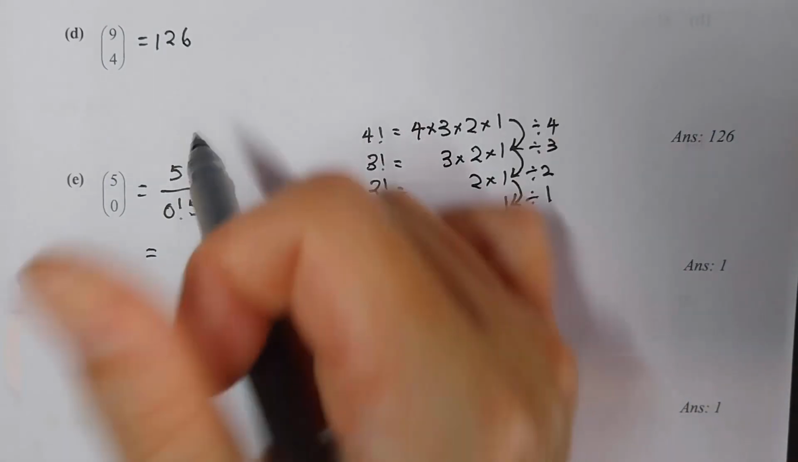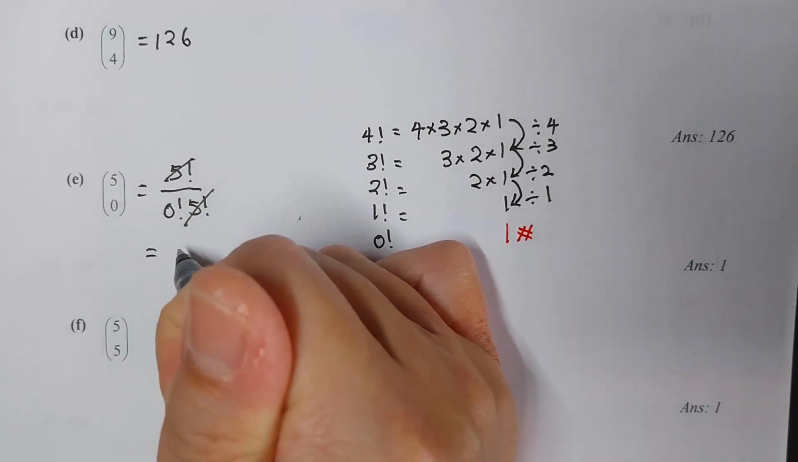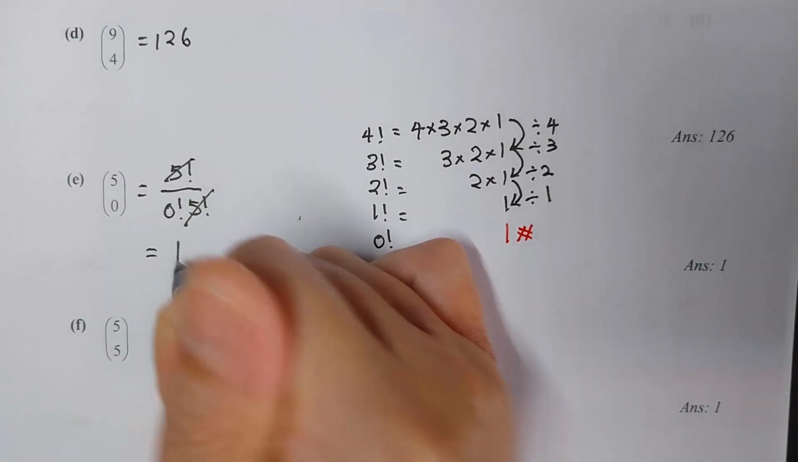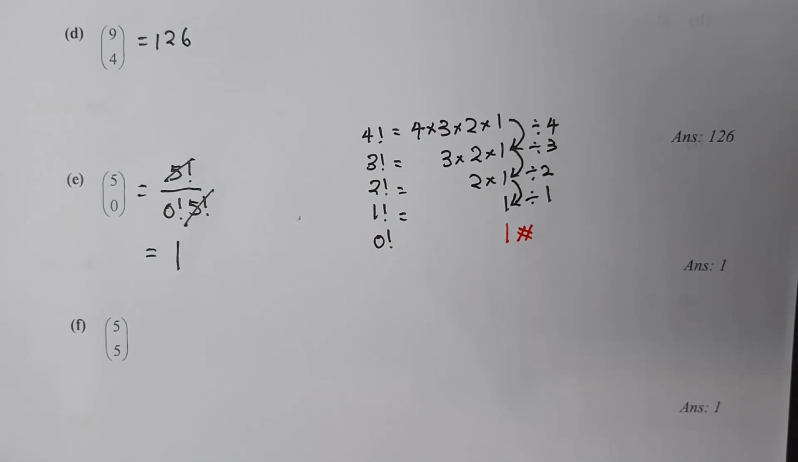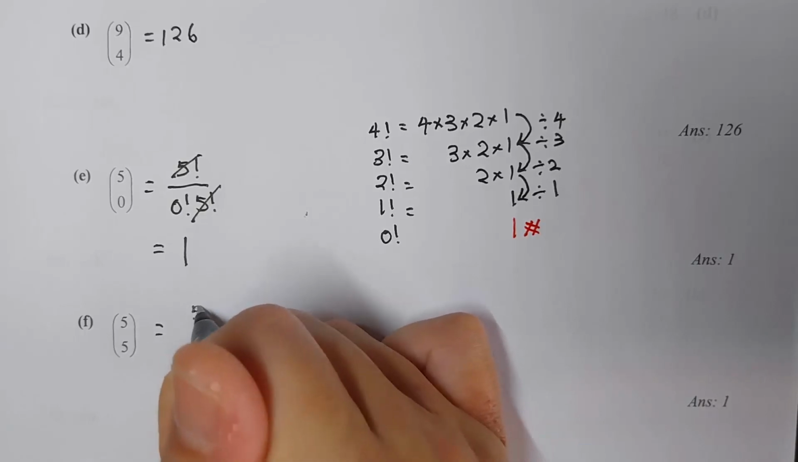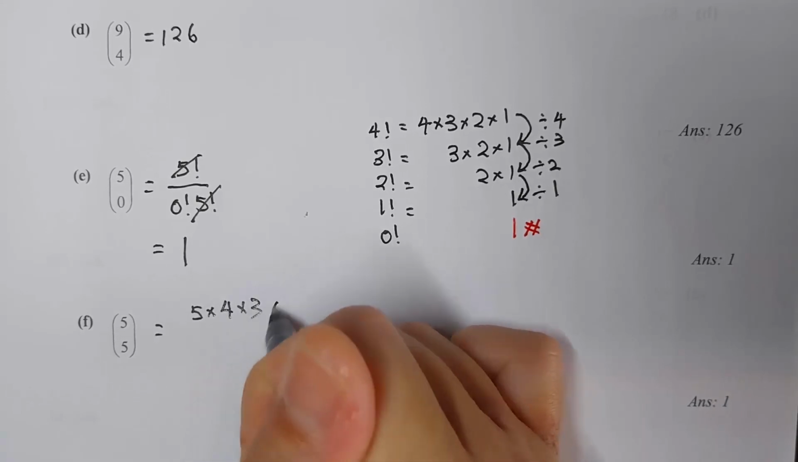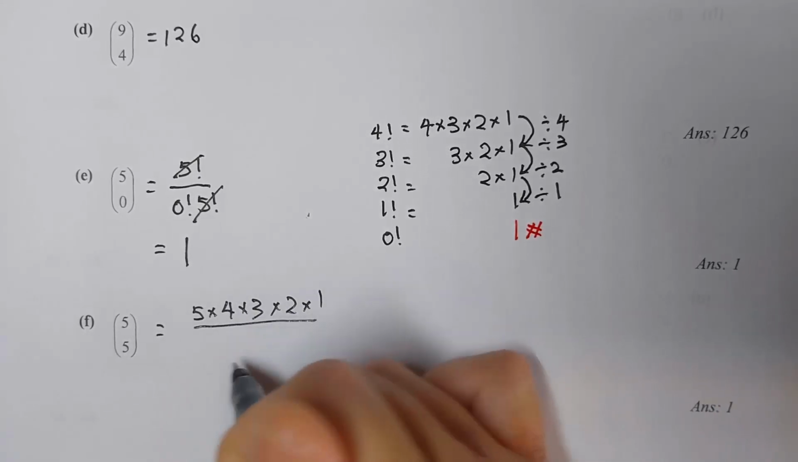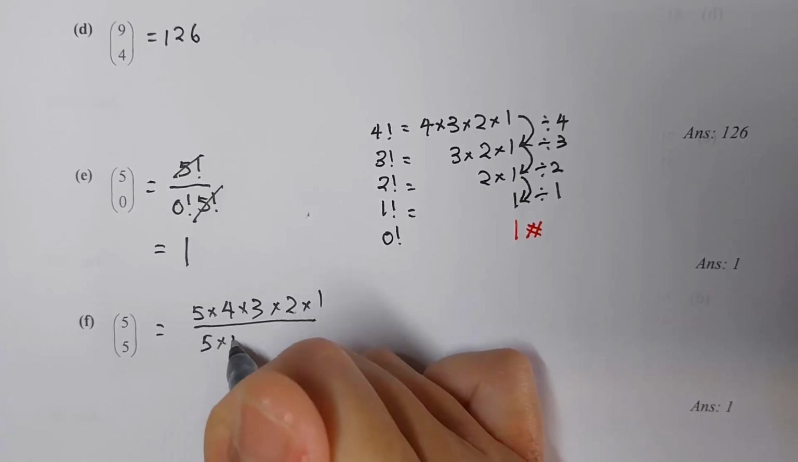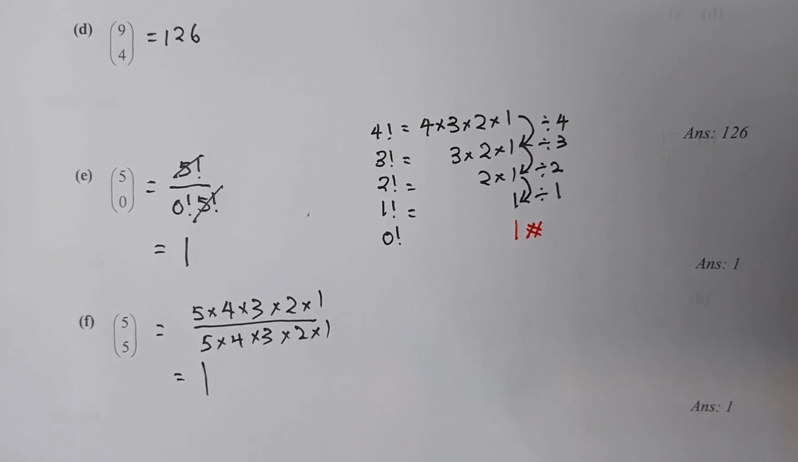So what will end up here, 5 choose 0 will simply be 1 here. Now what about 5 choose 5? We will have, go down 5 times. And for the denominator, start with 5 and go down 5 times. And we'll have 1 as well. Are you able to see a pattern now?